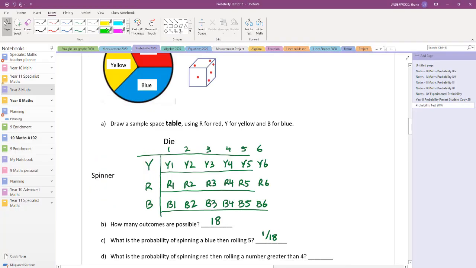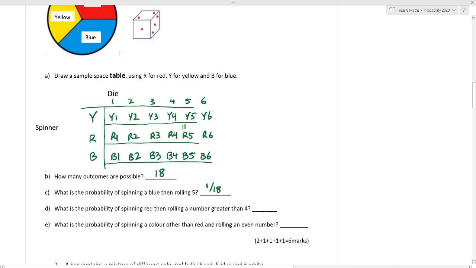well, if I get my highlighter out here, you should hopefully be able to see a number greater than 4. So we're looking at 5, which is greater than 4 and also red, and 6. So we're looking at 2 outcomes out of 18 for that one.